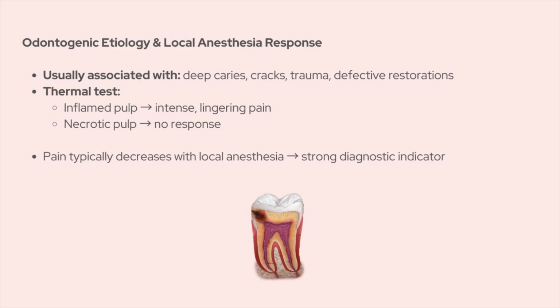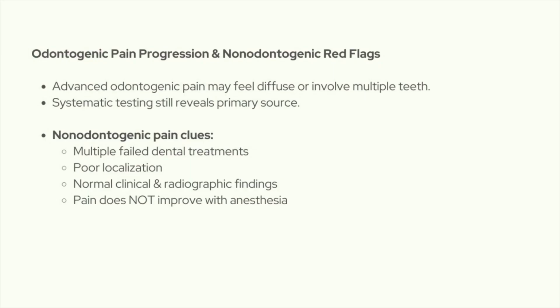And thermal testing is extremely useful. Inflamed pulps tend to react with intense, lingering pain, whereas necrotic pulps don't respond at all. Another key feature is that odontogenic pain usually decreases when we administer local anesthesia. If the anesthetic effectively eliminates or significantly reduces the discomfort, that's a strong sign the pain is indeed coming from that tooth. Now, as the disease progresses, odontogenic pain may become more diffuse, and the patient might feel like multiple teeth are involved. But with methodical testing and correlation of findings, we can still usually identify the primary source.